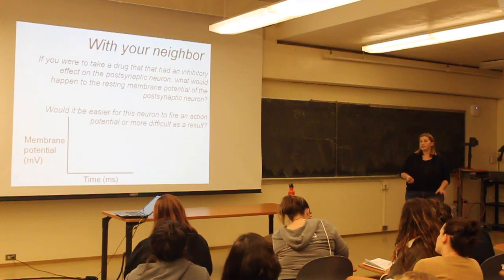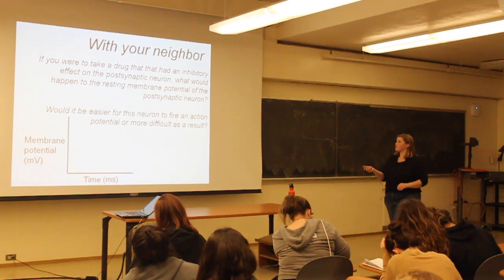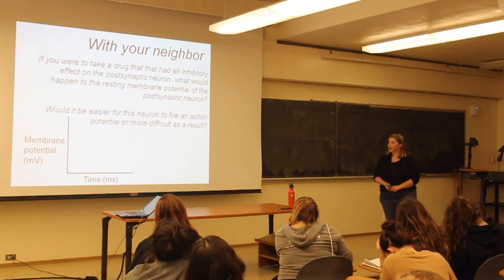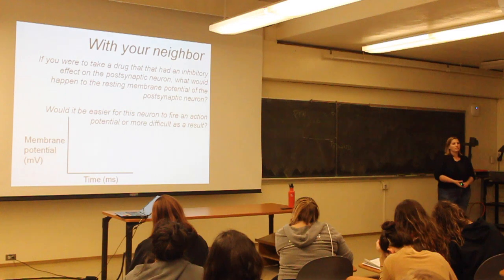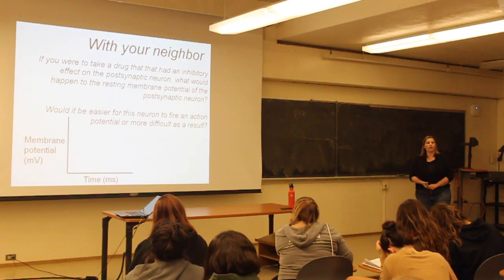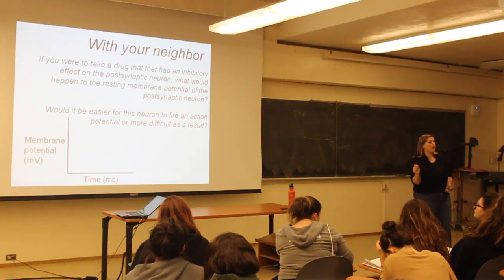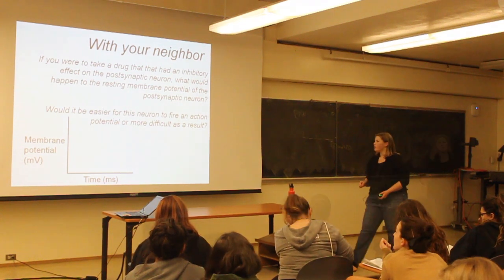Okay, so we're going to return to the graph that you made a little while ago. Hopefully you broke down the graph. And we're going to ask ourselves this: if you were to take a drug that had an inhibitory effect on the postsynaptic neuron, what is going to happen to the resting membrane potential of that neuron? I kind of just told you this a little bit, but see if you can go ahead and draw that out into the graph. Just take a moment. We won't spend too much time here.